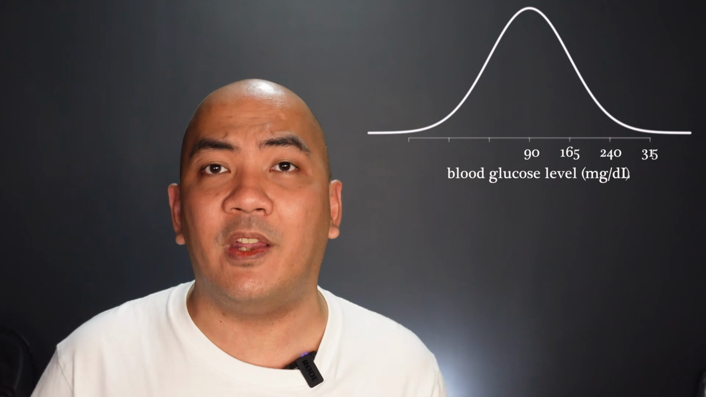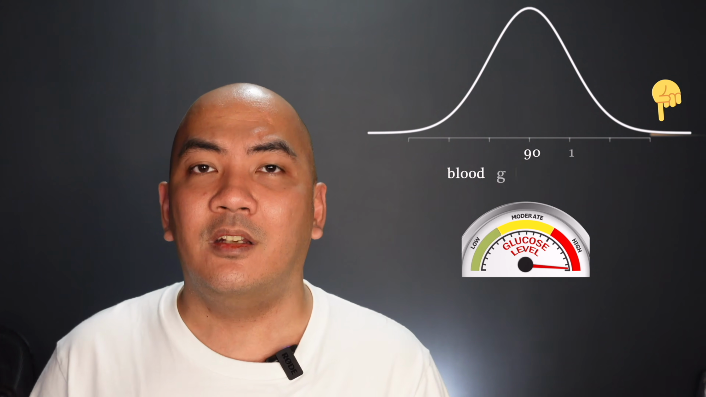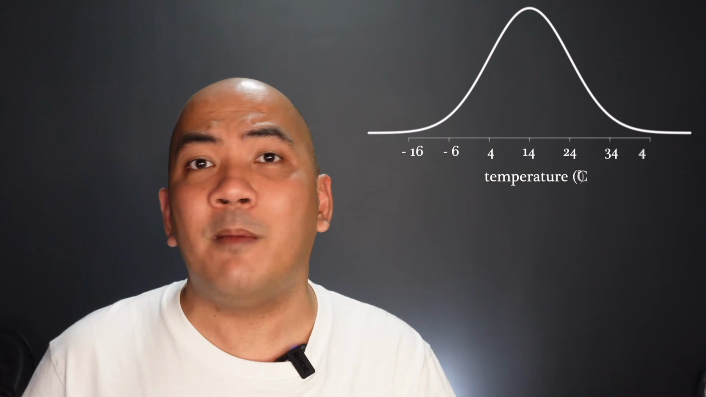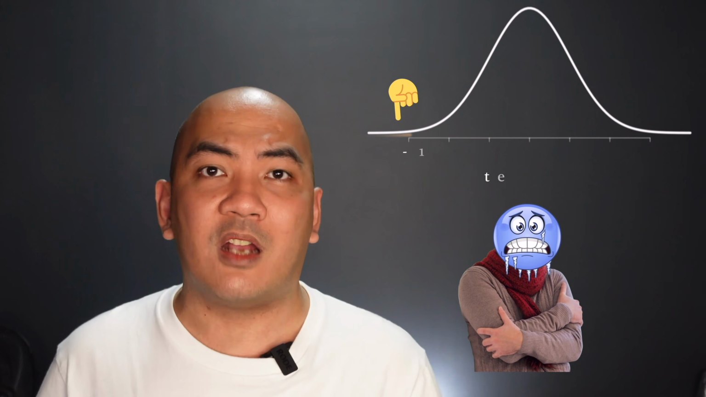We can see in those examples that if we're talking about performance results, a higher z-score is better. But that is not always the case. If we're talking about health, for example, blood glucose level, a very high blood glucose level is not healthy. And on the contrary, if we're talking about temperature, a very low temperature will not do good to us.